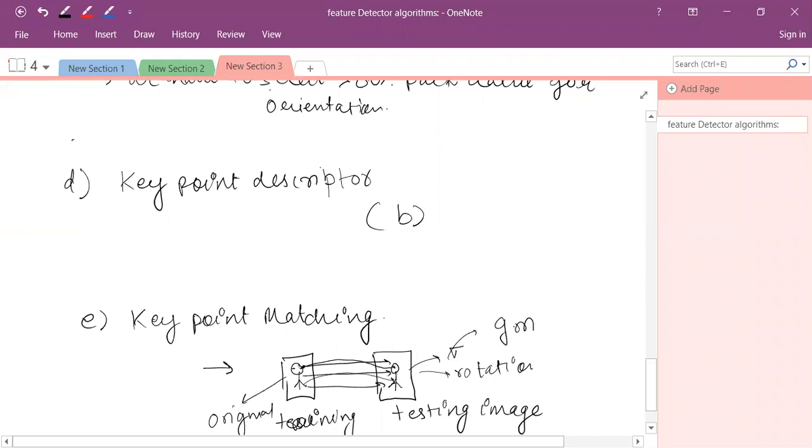All of this will be cleared up by using the coding. I think you are still confused with the last point, that is key point matching, how the matching is performed, as well as the scale space. So I will explain the code, and from the code you can visualize what I'm trying to say.